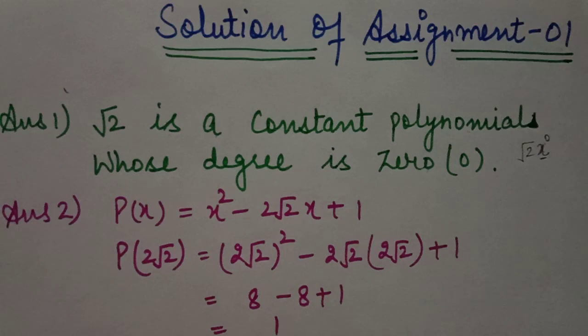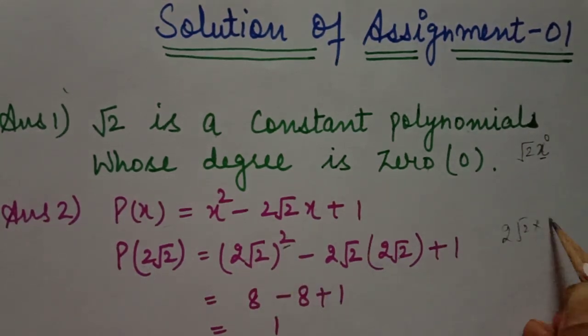Answer 2. So in the second question, p(x) is already given and we have to find the value of this polynomial at 2 root 2. So to find the value at 2 root 2, we will replace the variable x with 2 root 2. So replace here (2 root 2) whole square minus 2 root 2, putting the value of x again, plus 1. Here (2 root 2) whole square means multiply by itself.